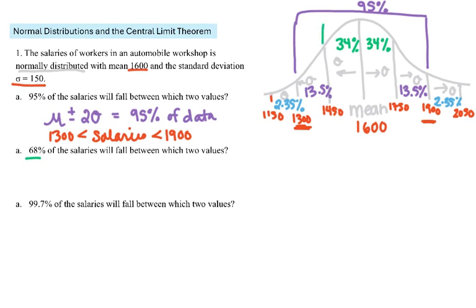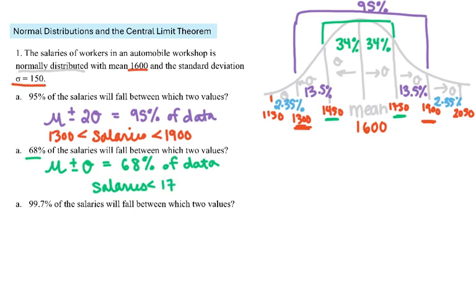68% of the salaries. Well, it turns out, and this is true for all normally distributed data, that if you take the mean and you just plus or minus 1 standard deviation, you will capture 68% of the data. So that's talking about these 2 places. So the salaries between 1450 and 1750, that's the mean plus and minus 1 standard deviation of 150, would capture 68% of the salaries.